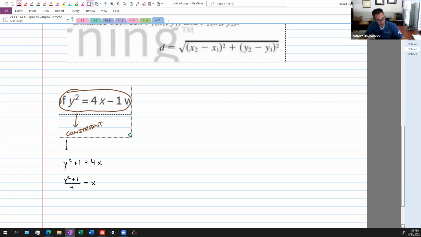But I'm going to do it this way. I'm going to write it as 1/4 y squared plus 1/4 equals x. The reason I'm writing it that way is because in calculus, we like this, right? We like to have numbers out front and then our variables to a power, so that if we need to do a derivative, it'll be easier. Questions on the constraint?